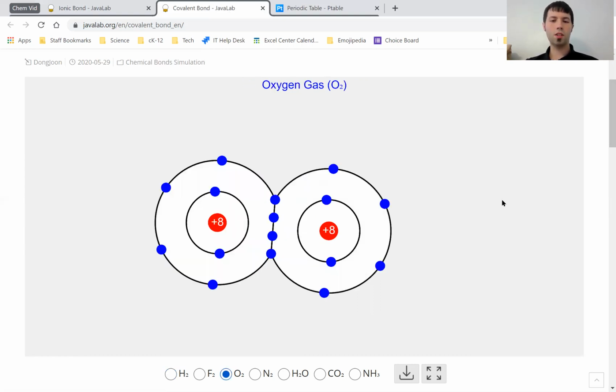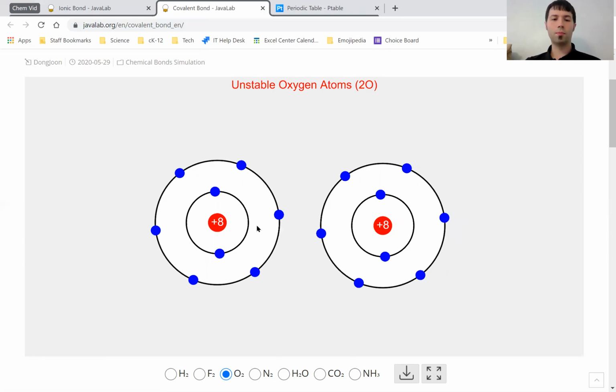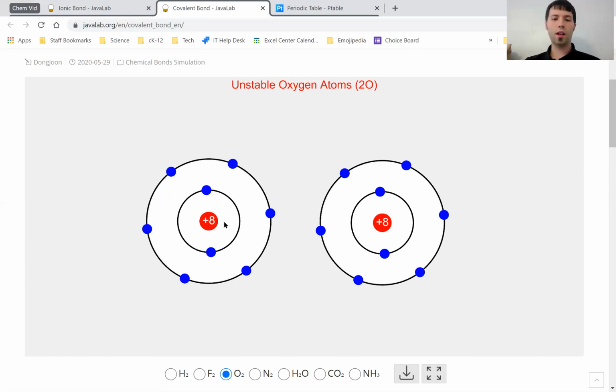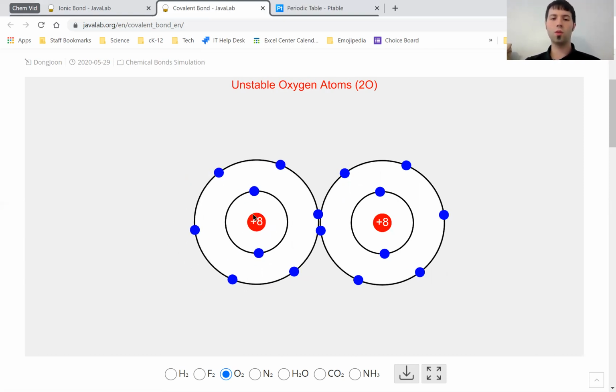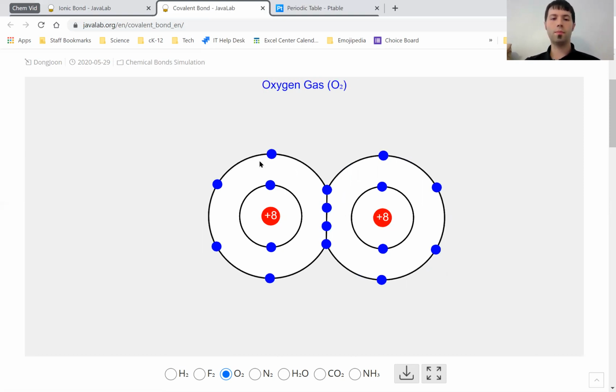Here's another example with oxygen. Oxygen has 1, 2, 3, 4, 5, 6 electrons in its outer shell. Remember, most atoms would just love to have 8 electrons in their outer shell. So both of these atoms have 6 electrons in their outer shell, but they want to gain 2 more. They're not going to become ions when they touch each other. They're going to share their electrons. So now both atoms share 2 electrons and form what's called a double covalent bond.